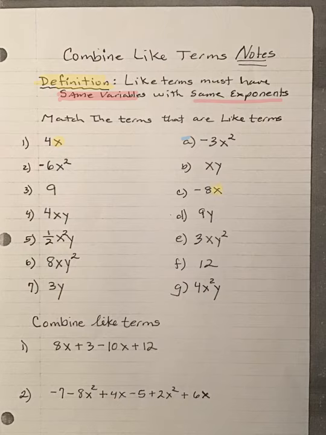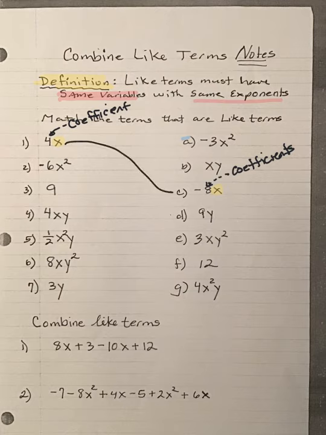By the way, these are called coefficients. When you have a number being multiplied to a variable, those are called coefficients. So that's a good word to know, coefficients. So in here, 4 is being multiplied to x, so that is a coefficient. And the coefficients do not need to be the same, just the variables and their exponents. So these two are like terms. So why don't you stop the video for a second, and see if you can match up the rest of the like terms and come back and see how you did.